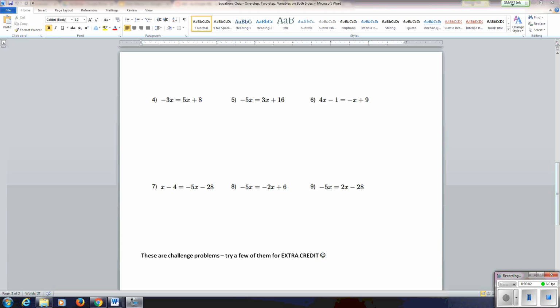Okay, now we're going to do a little bit of these variables on both sides. I have a couple of things I want to go over. I want to do problem 5 and problem 6. So we're going to start here.